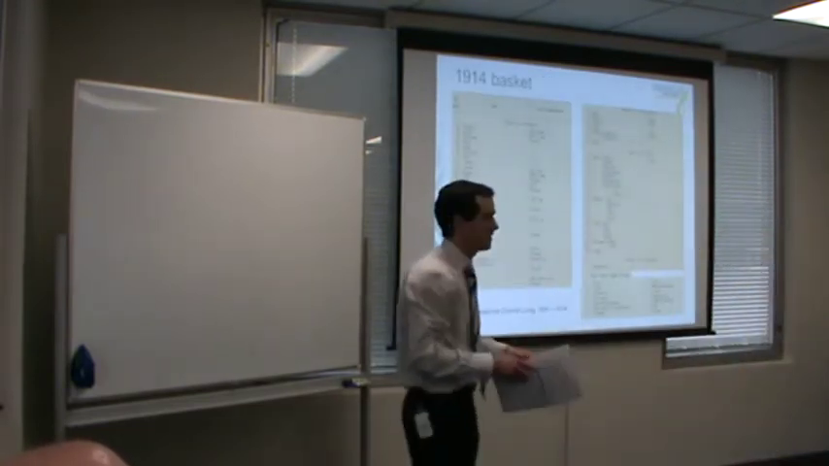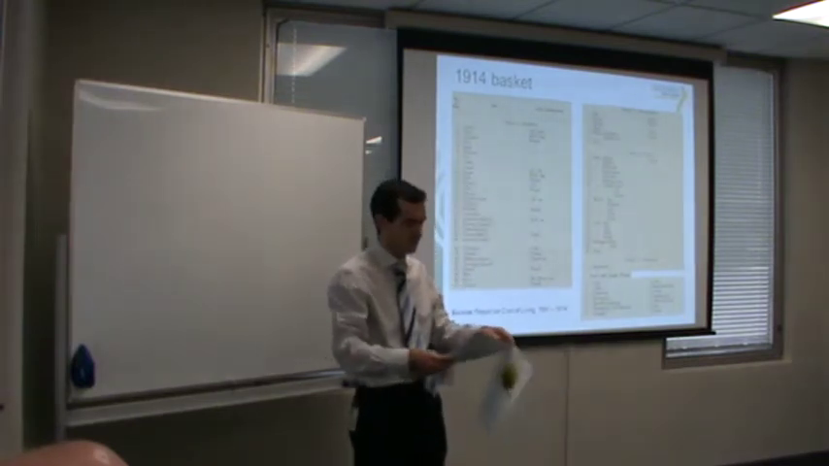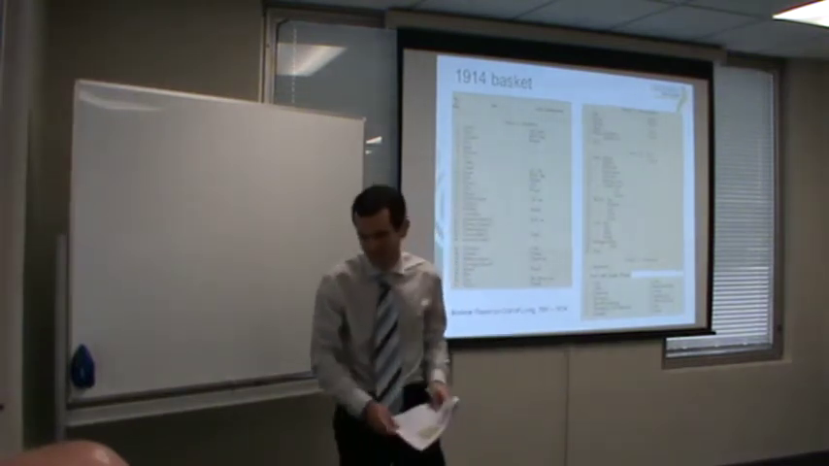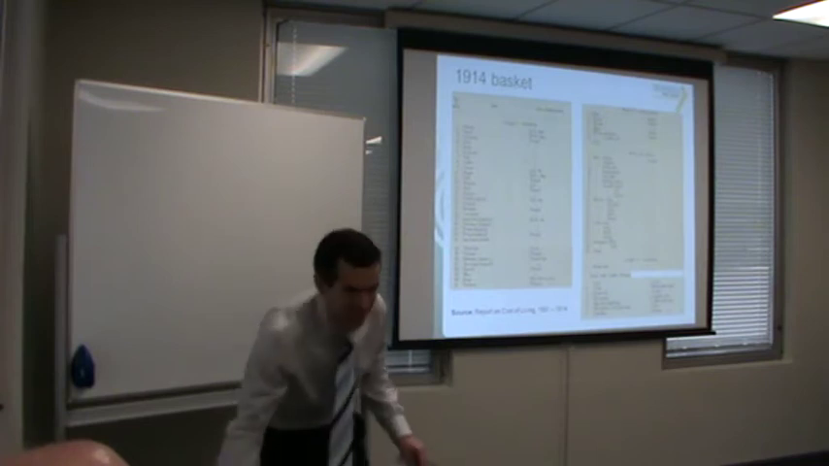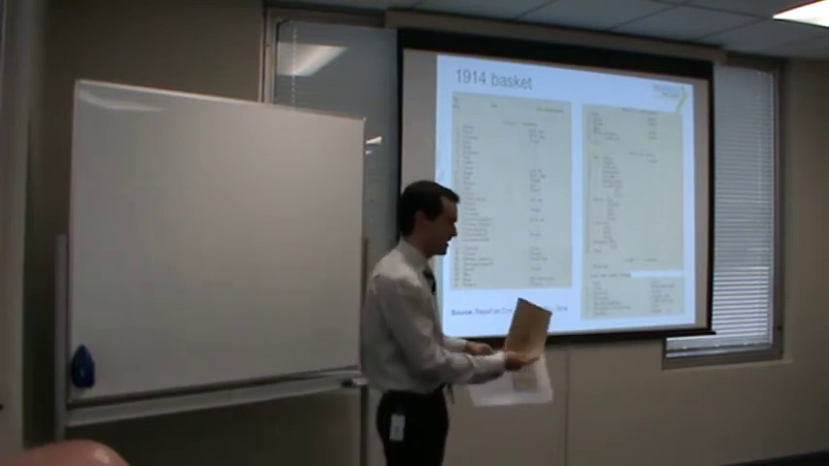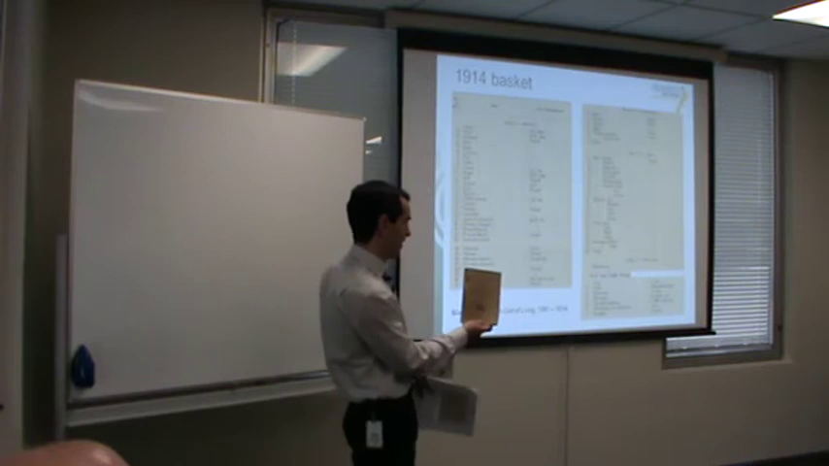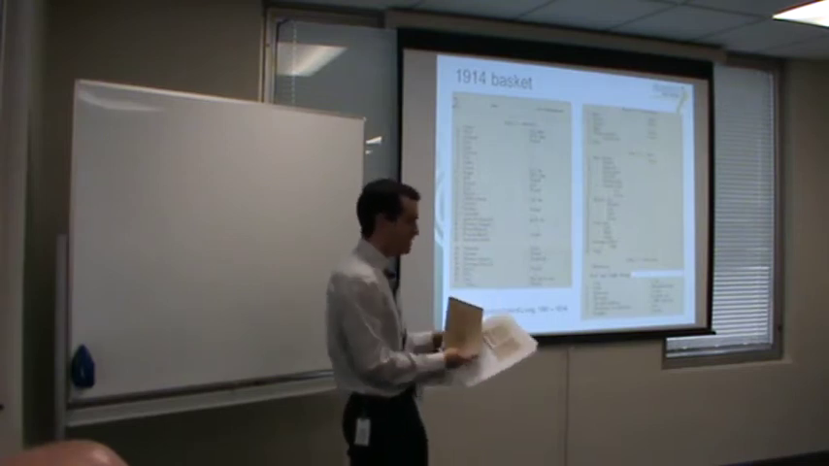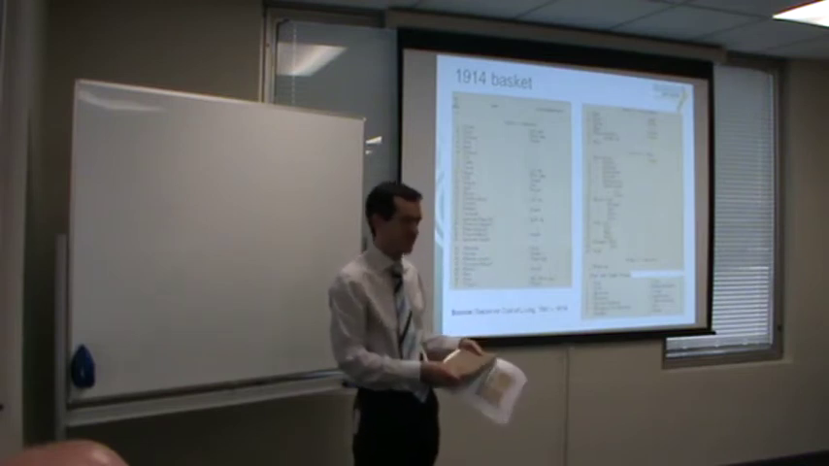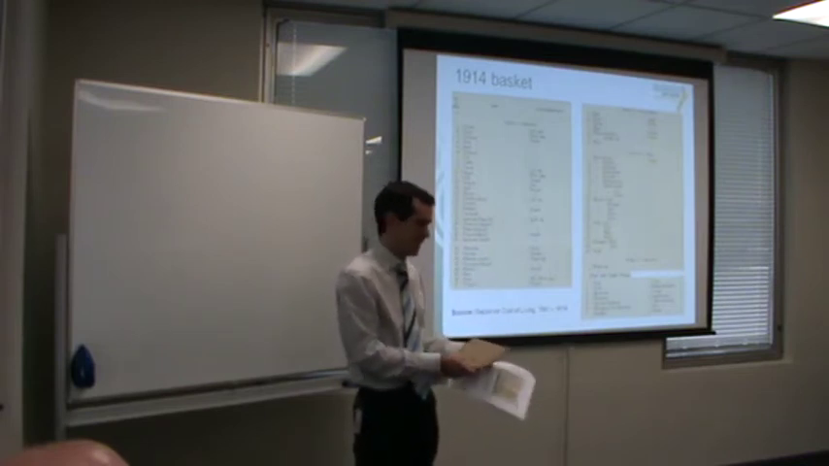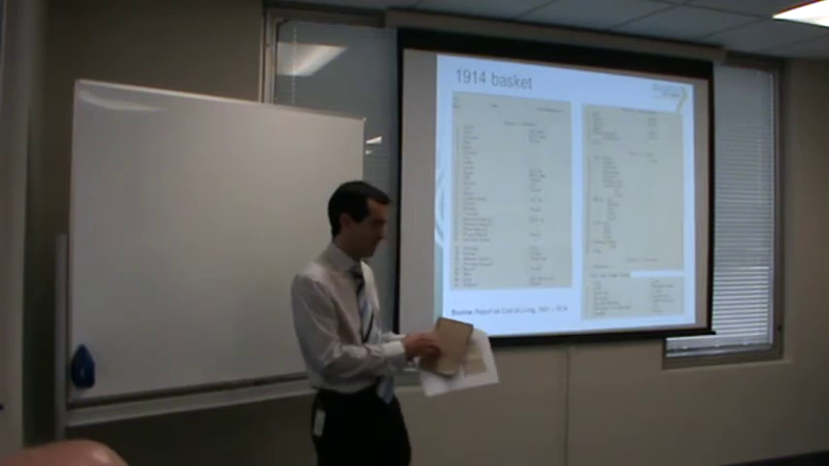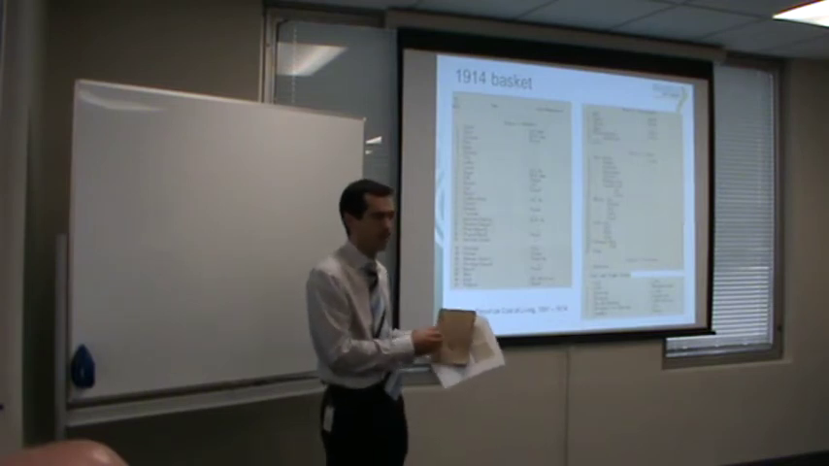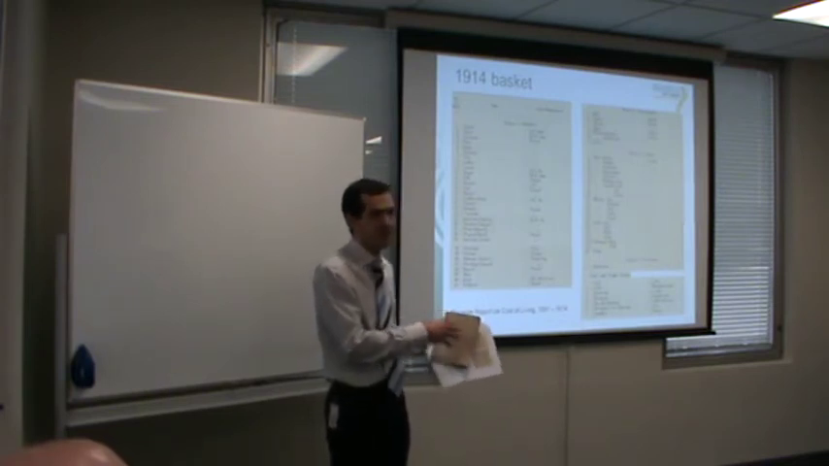So this is the basket in 1914. This comes from, I almost feel I need some white gloves to hold the original publication. This is from the report of the cost of living, 1891 to 1914. To me, this is a classic. It's the founding document of the CPI in many ways. So this report, it goes back to 1891. It was actually published in 1915.